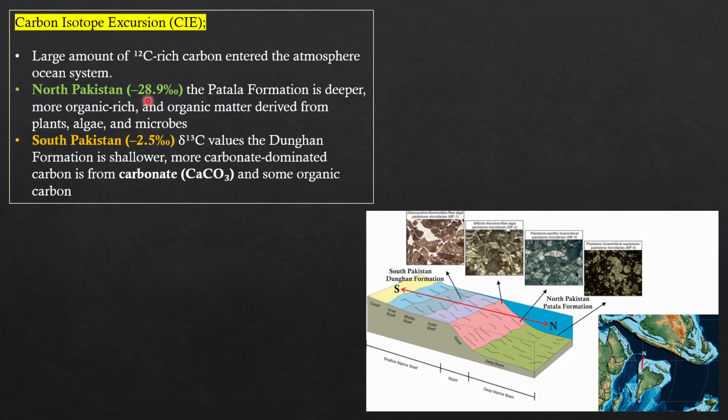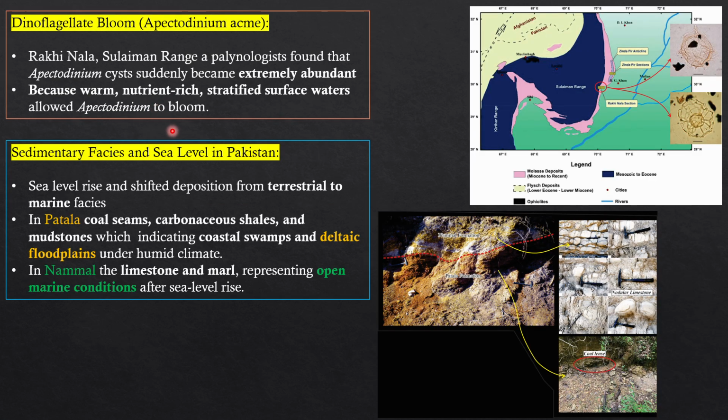And from carbon isotope, you can see in northern Pakistan the value is very low, because the Patala formation is organic rich, so it means the carbon-12 increases, so carbon-13 decreases, and that's why the value is very low. But the carbon-13 value is very high in South Pakistan, because the Dungan formation is carbonate, and carbonate is limestone rich, so the carbon-12 organic component is low, so it means that a positive signal will be given. So carbon-13 is increased here, but in North Pakistan carbon-13 decreases.